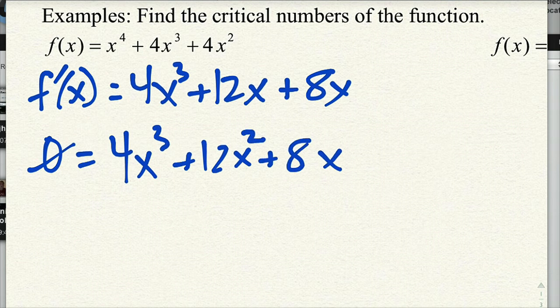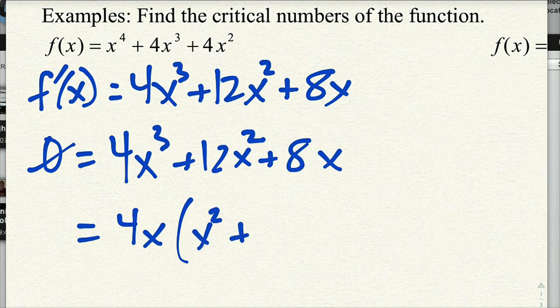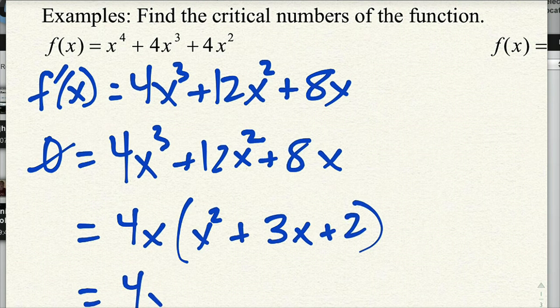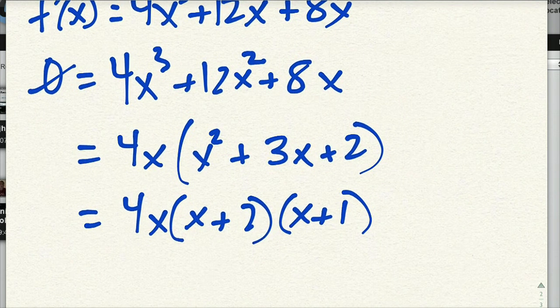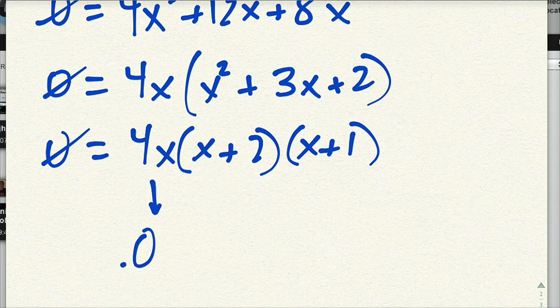Sorry, this should be an x squared. And solve for the critical number. In this particular problem, I could factor out a 4x from all of them, like so. Again, x squared plus 3x plus 2. This becomes 4x, x plus 2, x plus 1. And here are my critical numbers. Since I have 3 things that multiply to equal 0, one of these has to be equal to 0. So x can either be 0, x could be negative 2, or x can be negative 1.